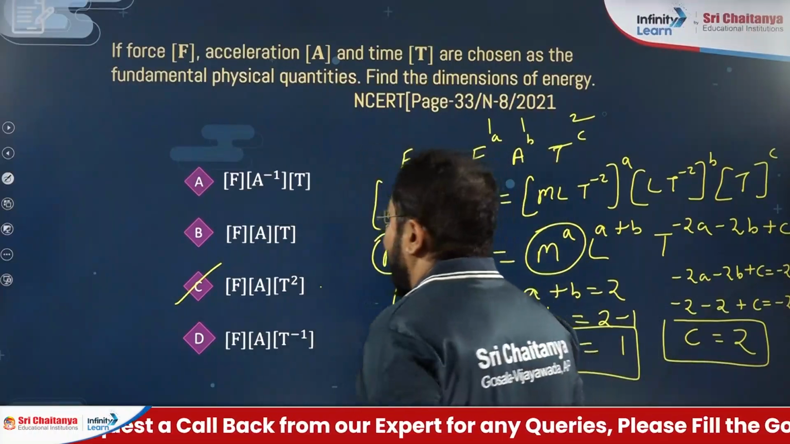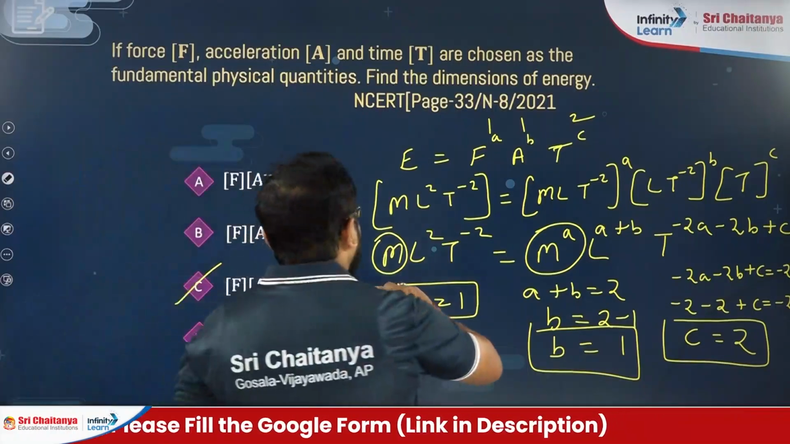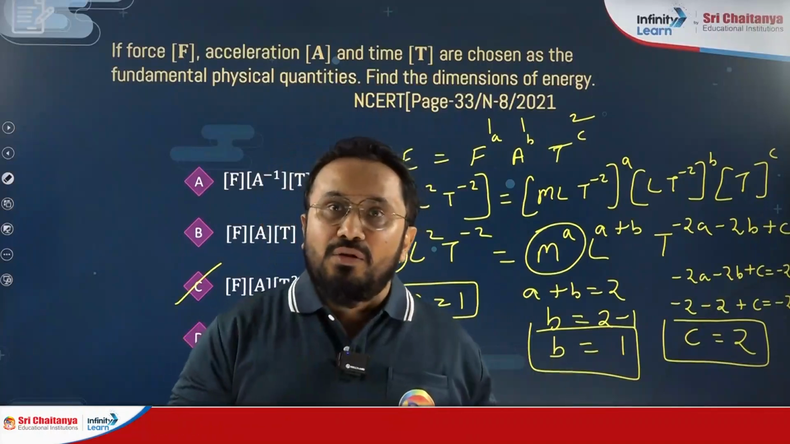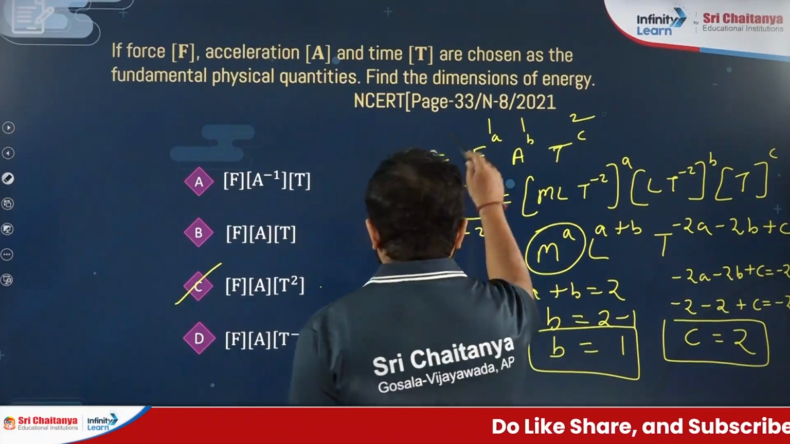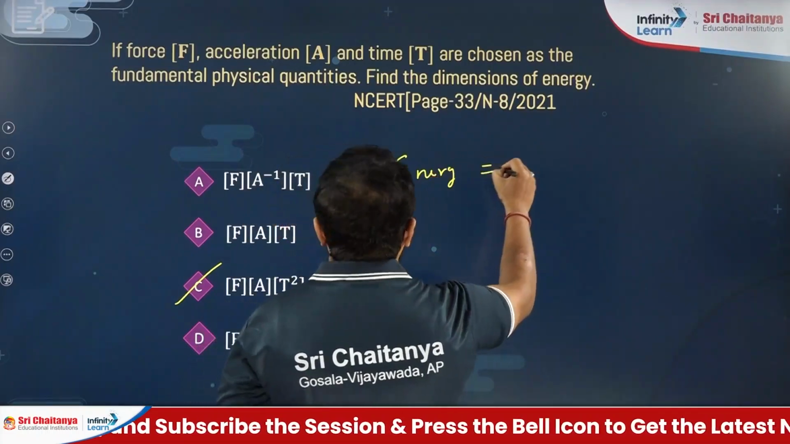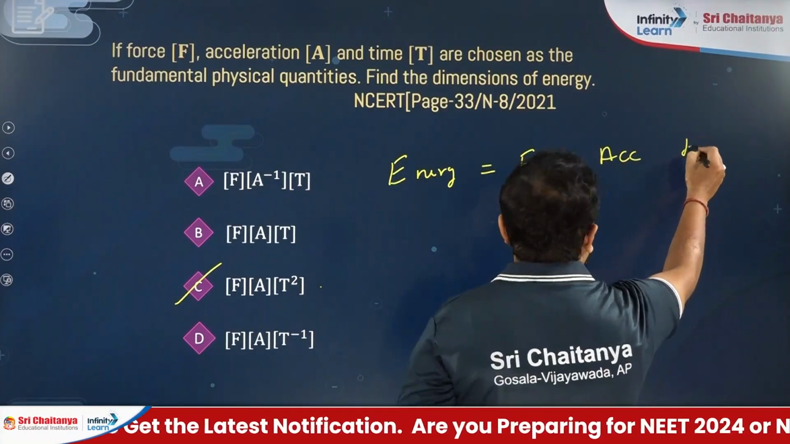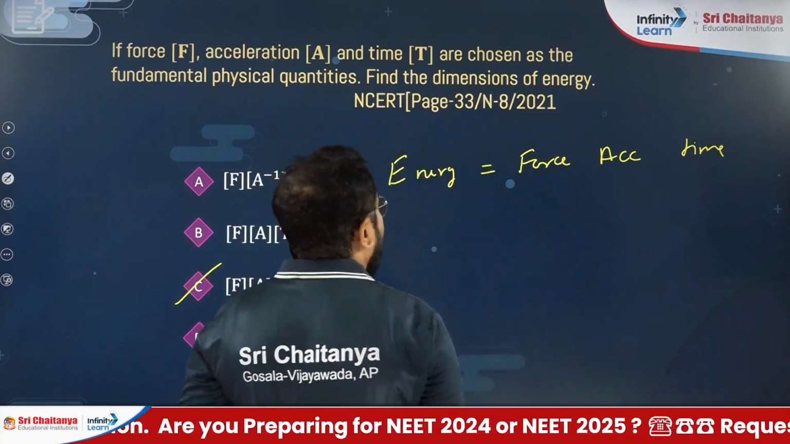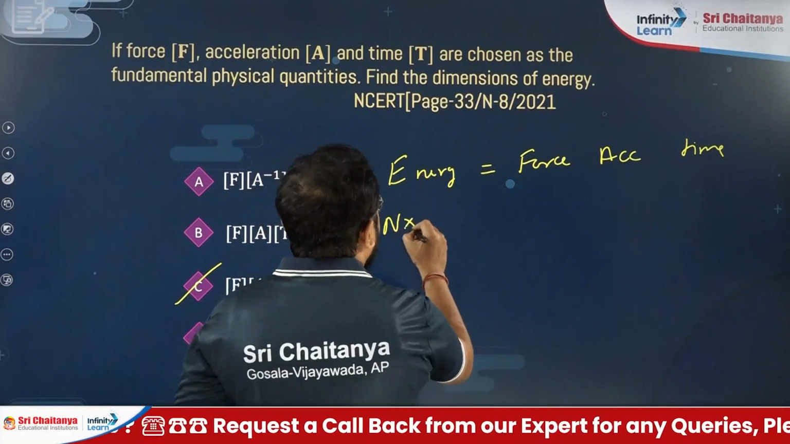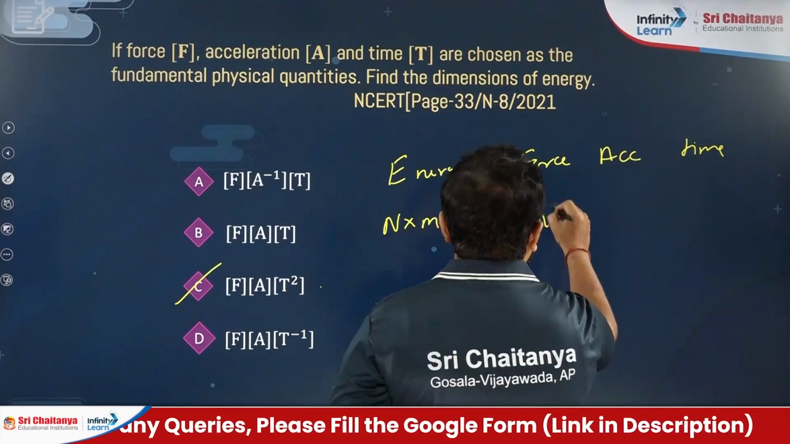See the next thing I want to discuss with you all. Let's see how we can do it a little bit faster. I think all of you have seen this. Understood? Now how can you do it a little bit faster? They are asking for energy in terms of force, acceleration and time. What is the unit of energy? The unit of energy is newton into meter. And force is newton.